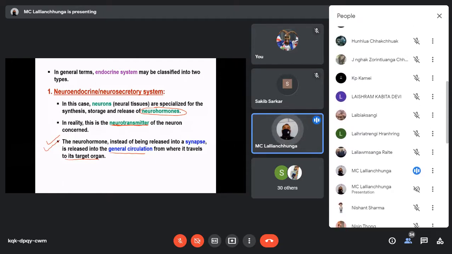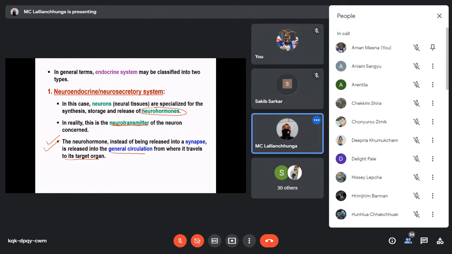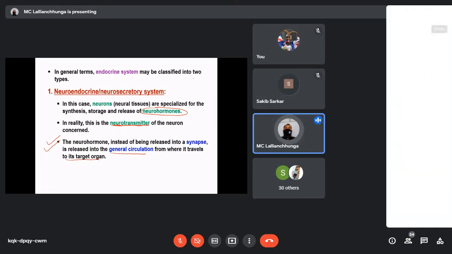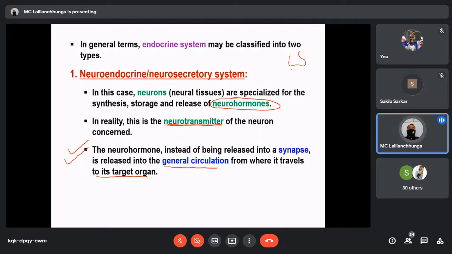Now this point is very important. Whenever there is release of a neurotransmitter, let's say this is a synapse. This is the first neuron, this is the second neuron. From here a neurotransmitter is released, which means it will have an effect on the second neuron, the postsynaptic nerve fiber, where it will have its action. That is why we call these released substances neurotransmitters.